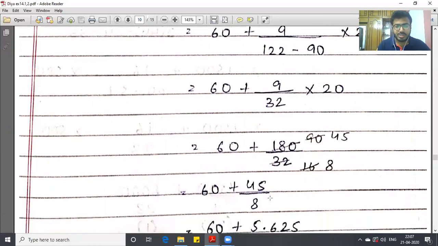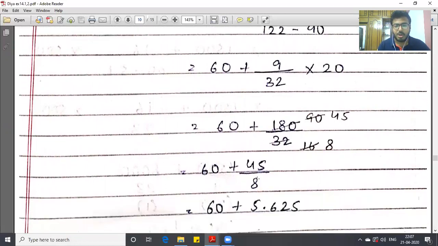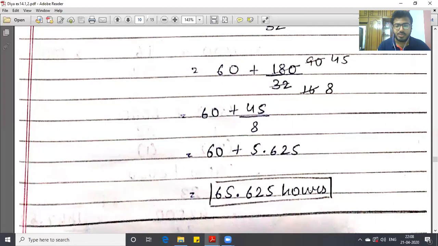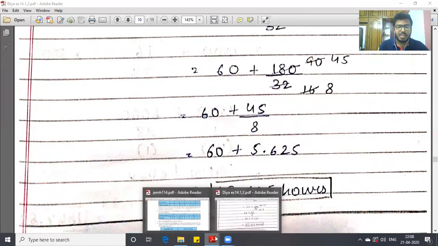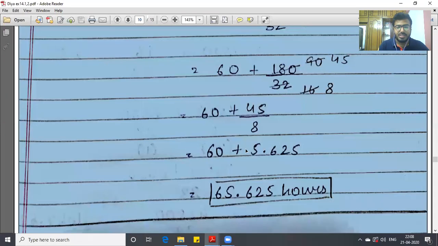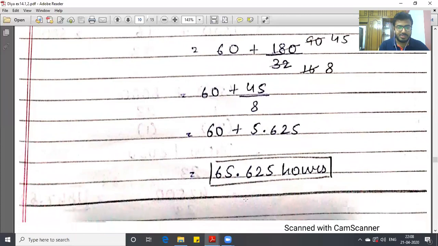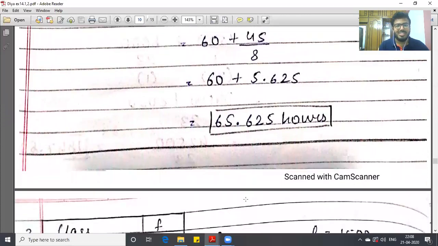Okay, so at the last you're getting 60 plus 45 upon 8. Then either you can take the LCM or you can divide directly here also. 45 divided by 8, you're getting 5.625. Then adding 60 plus 5.625, that is 65.625 hours. So that is the modal hours. So the modal lifetime is how much? 65.625. So that is the answer of the second one. Hope many of you got the same answer.